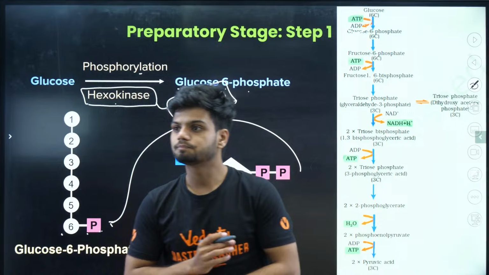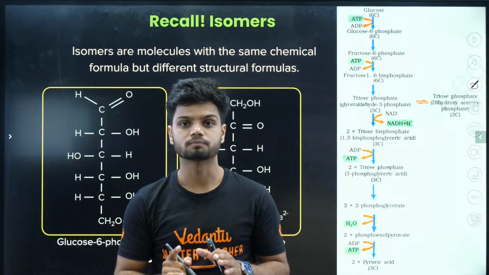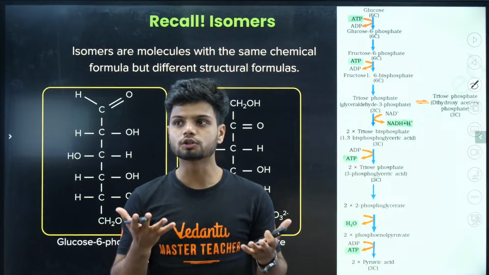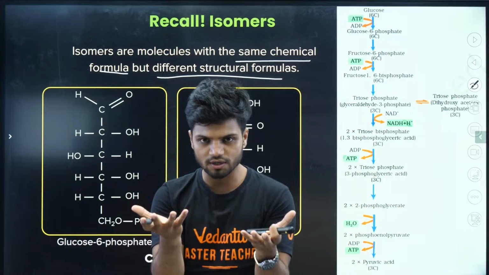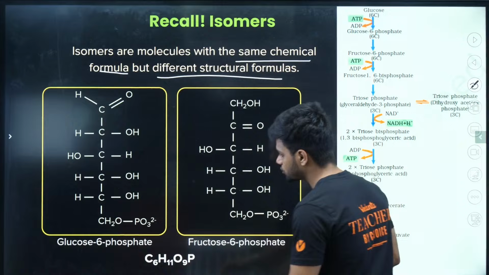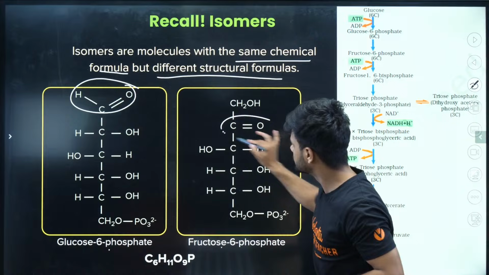In the second step, which is called isomerization, students, remember this. What is an isomer? Isomers are two structures that have the same chemical formula but different structural formula. For example, if you look at glucose 6-phosphate and fructose 6-phosphate, the chemical formula is the same, but if you look at the structure, here we have the aldehyde, here we have the ketone.